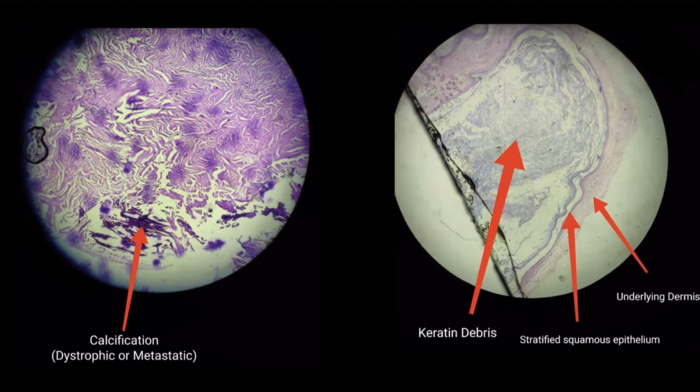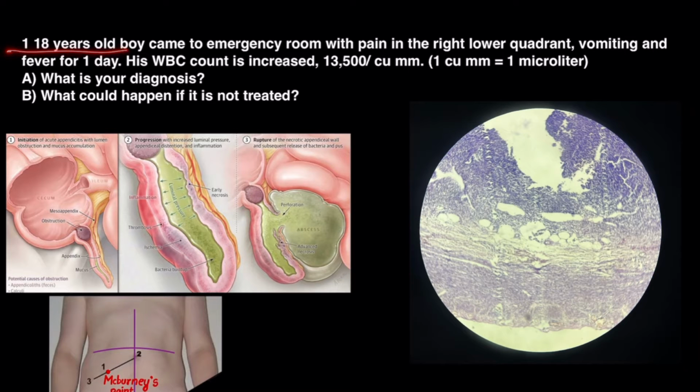An 18 years old boy came to ER with pain in the right lower quadrant, vomiting, and fever for 1 day. His WBC count is increased. So there are four important features that have been mentioned. First, there's right lower quadrant pain. Second, there's vomiting. Third, there's fever. And then the WBC count has been increased.